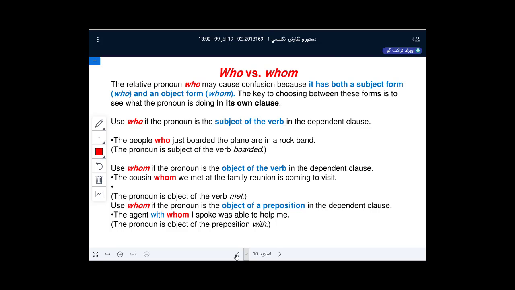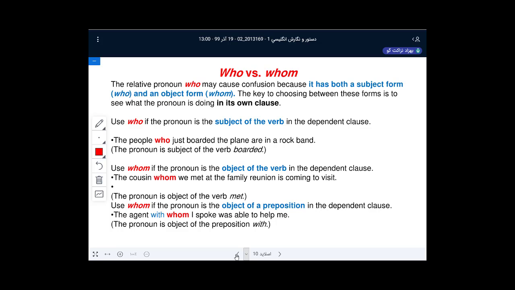اون موقع دیگه ما نمیتونیم هو بیاریم، به جاش باید هوم بیاریم. تو spoken English میارن ولی توی written grammar نمیارن، به جاش باید هوم بیاریم. وقتی که object of the preposition هم شد باز همین داستان رو داره. هر جا نقش objective پیدا کرد either as an object of the verb or as an object of the preposition, we use whom rather than who.